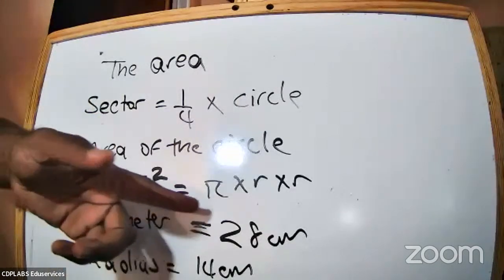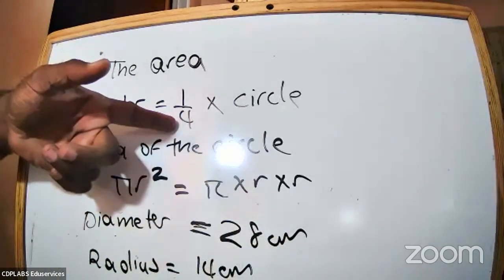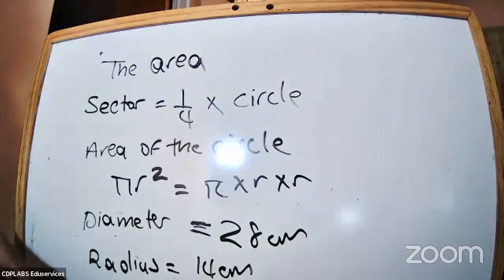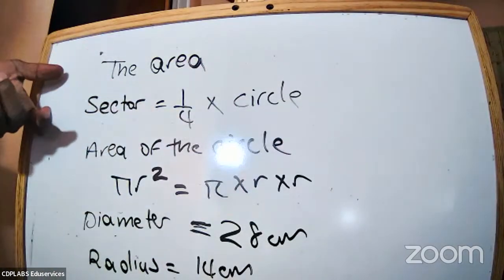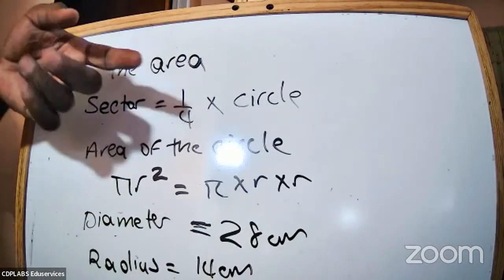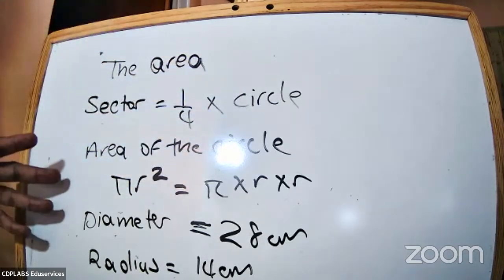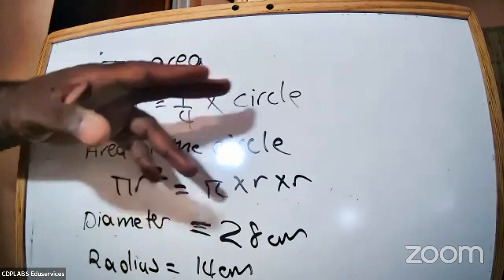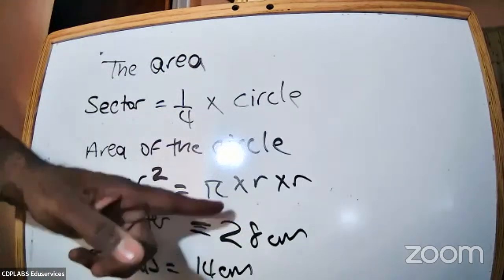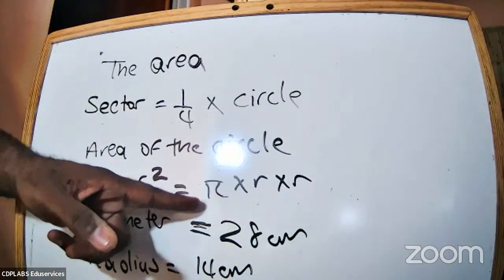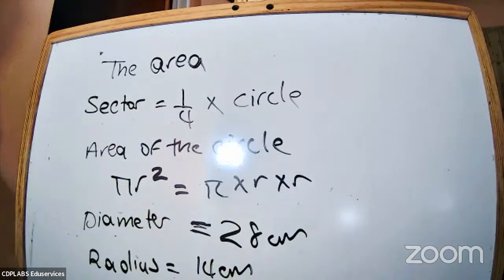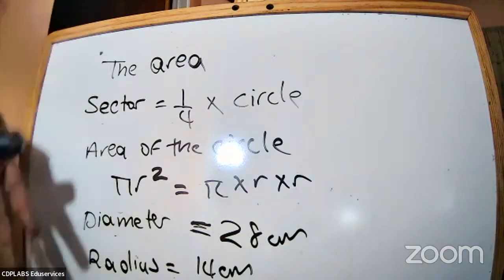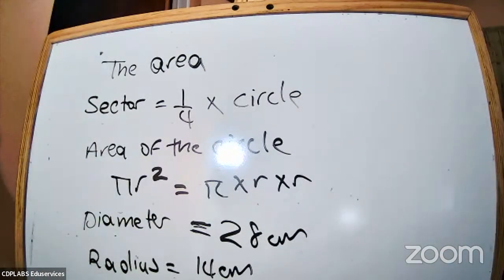So if we find the area of the circle, we can find a quarter of the area of the circle, because we established that the 90 degrees tells us it is a quarter. Because we know the radius now, we can plug the radius into the formula. We're going to substitute it into the formula. Let me erase this now. If you want to write it, you can write it down, or screenshot it.